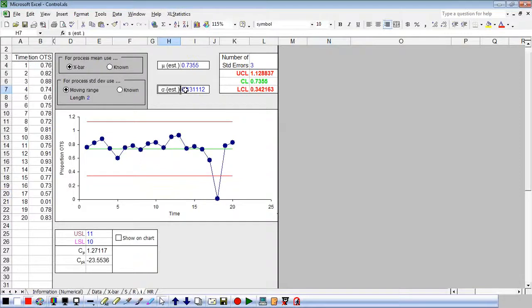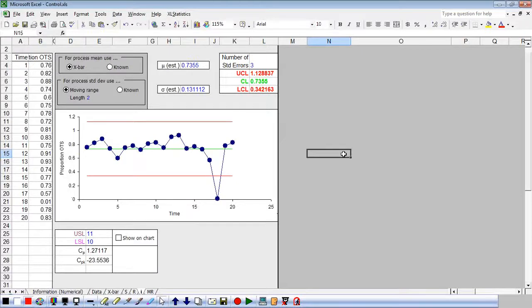And we haven't talked about how that estimate is made, and I do want to talk about that just quickly. It's called the moving range. So the moving range, because these are individual charts, takes successive data points and subtracts them and estimates the spread of the data that way.